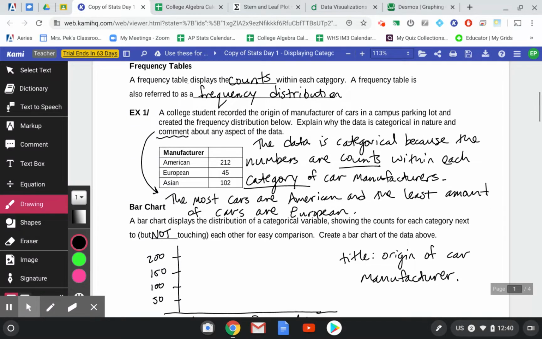Example 1. A college student recorded the origin of manufacture of cars in a campus parking lot and created the frequency distribution below. Explain why the data is categorical in nature and comment about any aspect of the data. So this data is categorical because these numbers, 212, 45, 102, they're counts within each category of car manufacturers. So somebody went around the parking lot and just started counting how many American cars there were and so forth. Commenting can be pretty simple, just something like the most cars are American and the least amount of cars are European. It's just kind of simple if they don't give you any more information than that.